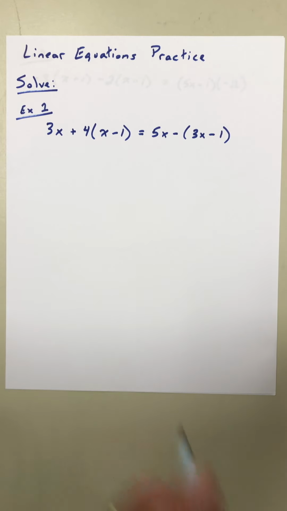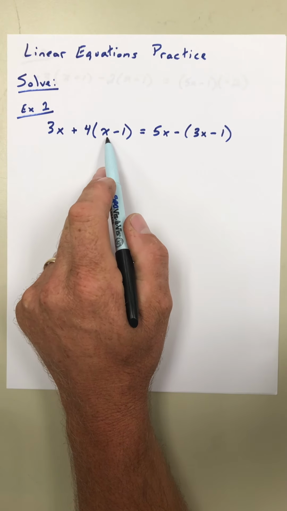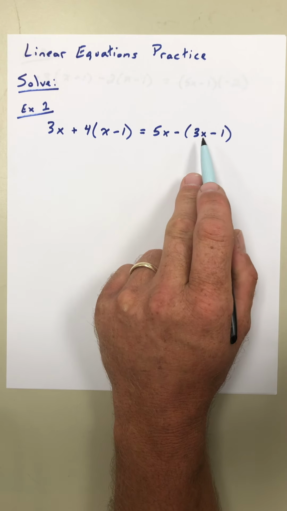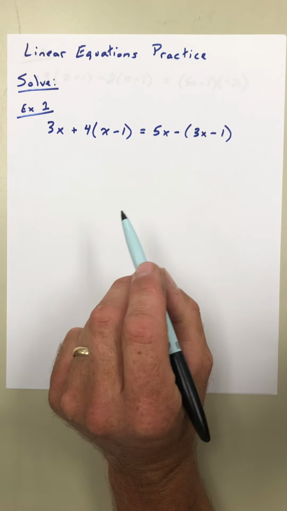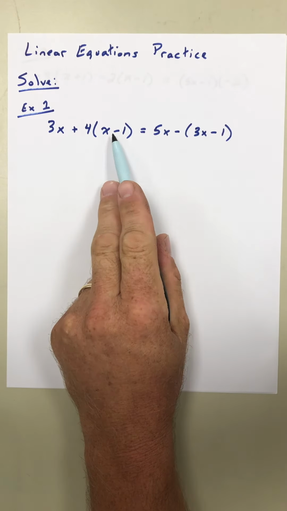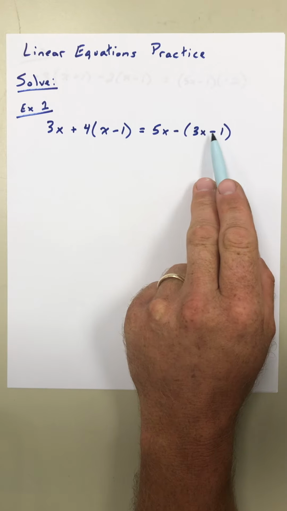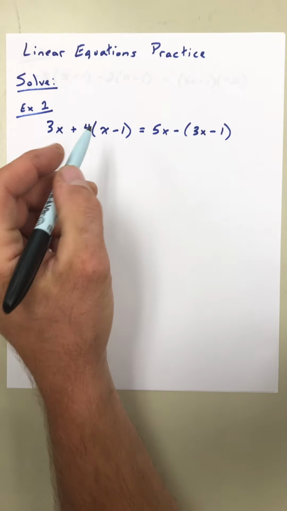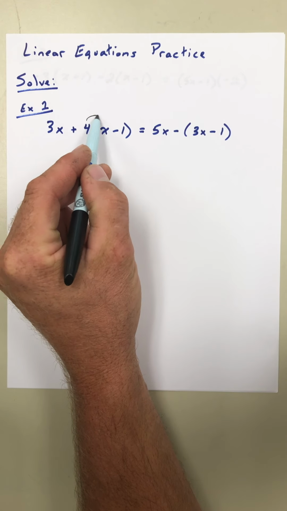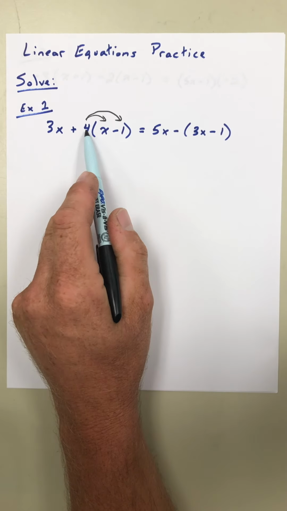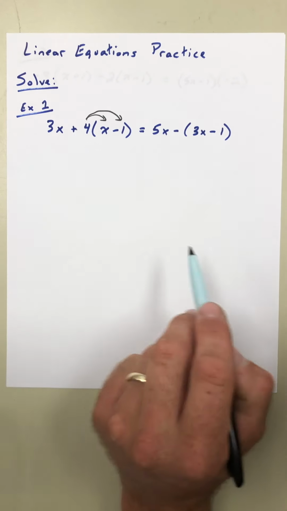So if we look at example 1 here, we have 3x plus 4 times the quantity x minus 1 equals 5x minus the quantity 3x minus 1. Here we should remember that we're going to go inside any parentheses and simplify them as much as we can first. Notice we can't do anything with x minus 1 or 3x minus 1. The next step would be to distribute into those quantities. So we're going to take this positive 4 and multiply it to the x minus 1. We know it's a positive 4 because of the sign before it.